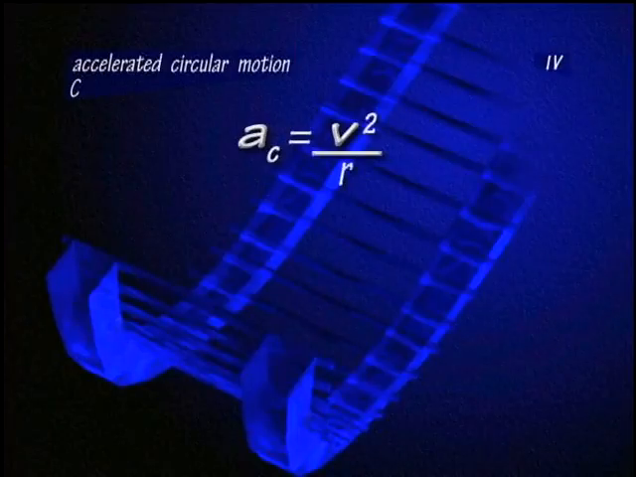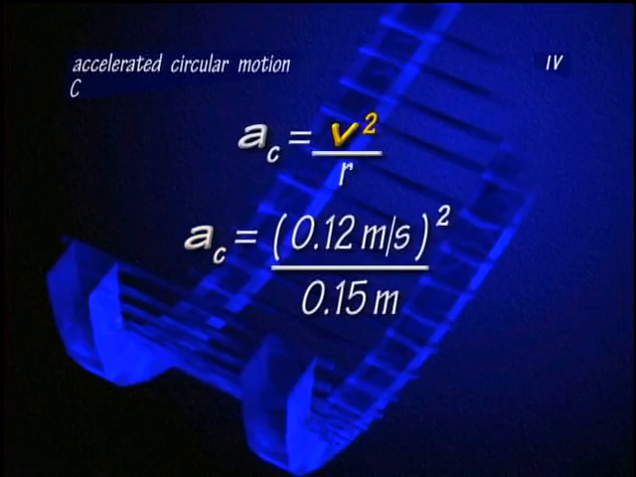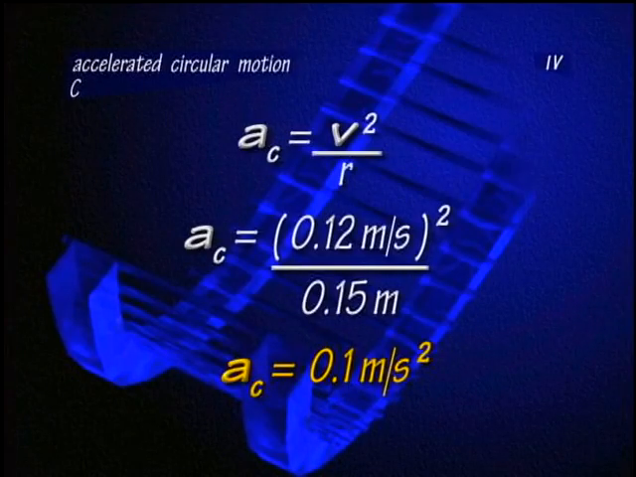Remember, we just showed you the equation for finding centripetal acceleration: a sub c equals v squared over r. So a sub c equals v squared, 0.12 meters per second squared, over r, 0.15 meters. Dividing this out, we get that the centripetal acceleration equals 0.1 meters per second squared.